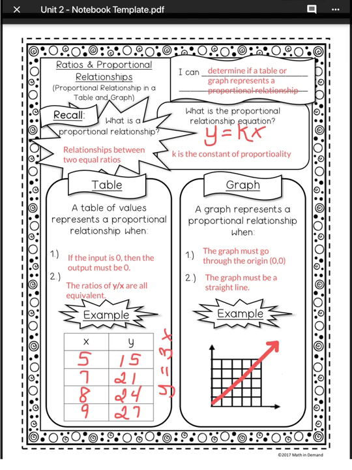graph must be a straight line, as in the example below. Now it's your turn. Try the next few problems on the next page on your own, and then we will go over these in class.